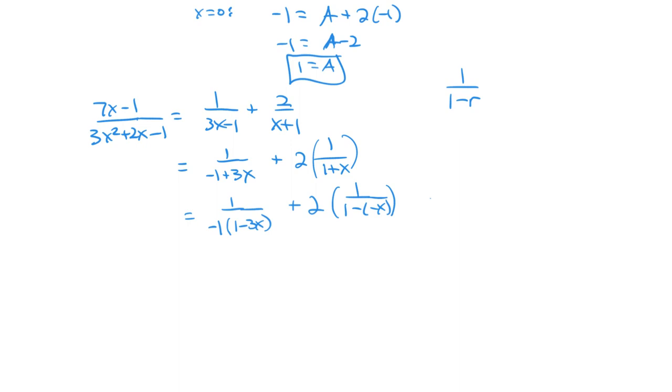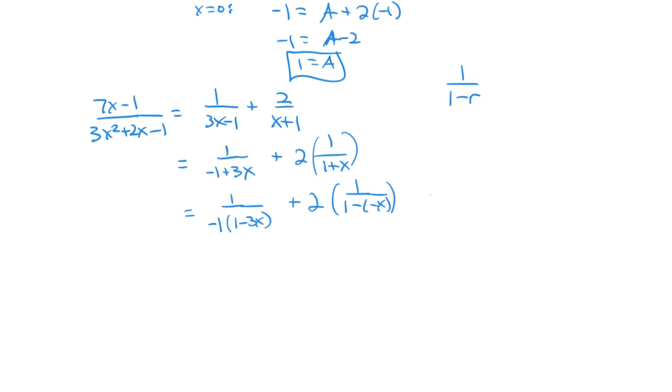Okay, and then we're pretty close now. I just have to take this negative and pull it out front. So I'll get negative 1 over 1 minus 3x plus 2, 1 over 1 minus minus x. And now everything's good to go. We've got this r is 3x. This r is negative x.